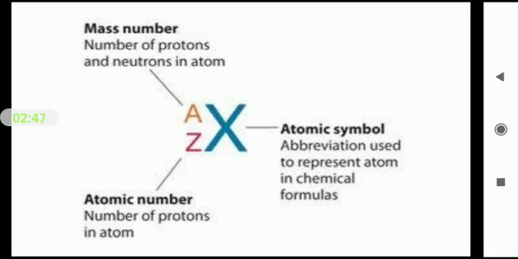What is an atomic number? The total number of protons in the nucleus of an atom gives us the atomic number of that atom. It is represented with the letter Z. Atomic number is used to identify the element.